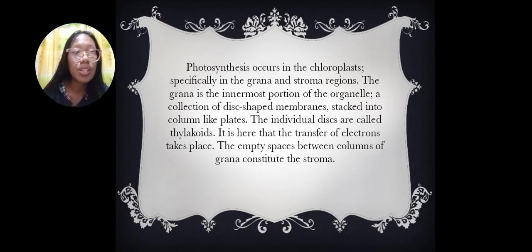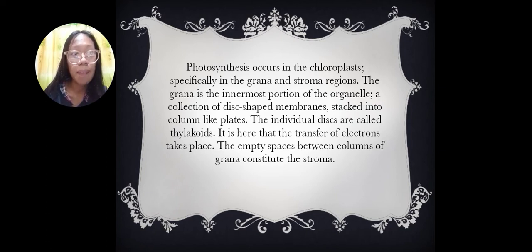Photosynthesis occurs in the chloroplast, specifically in the grana and the stroma regions. The grana is the inner portion of the organelle, a collection of disc-shaped membranes stacked into column-like plates. The individual discs are called thylakoids. It is here that the transfer of electrons takes place. The empty spaces between the columns of the grana constitute the stroma.